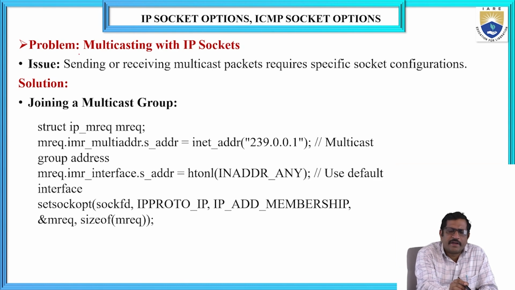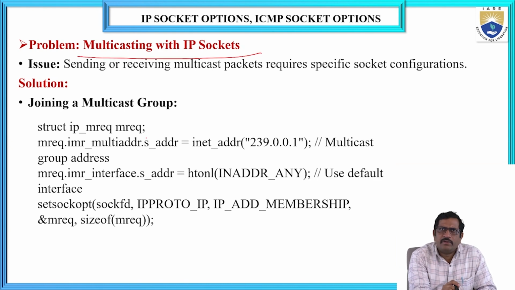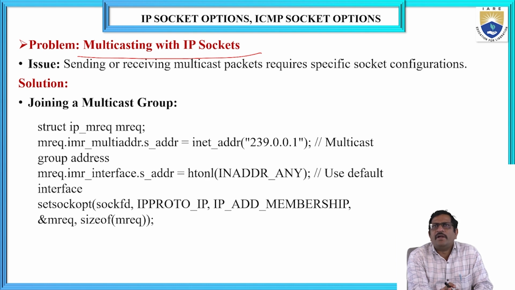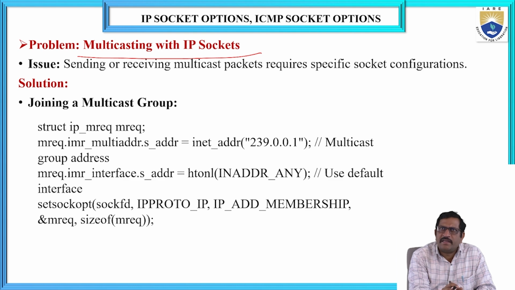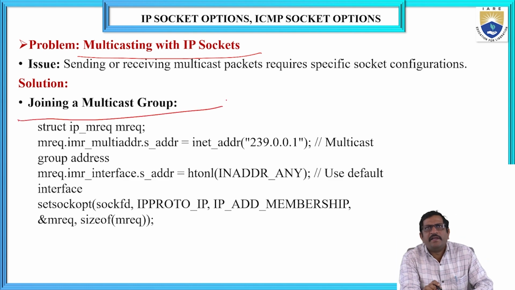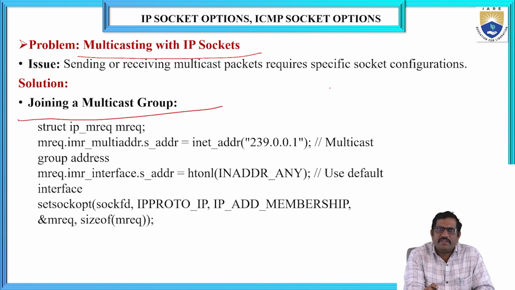Multicasting with IP sockets is another issue: sending or receiving multicast packets. If you want to send multiple packets, or receive them from client devices, multicasting problems can arise with the IP socket configuration. The solution for this problem is joining a multicast group. With the help of the multicast group we can resolve this problem.